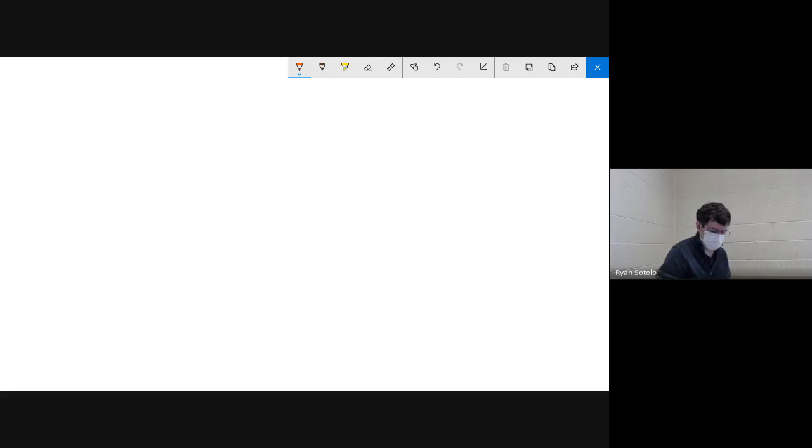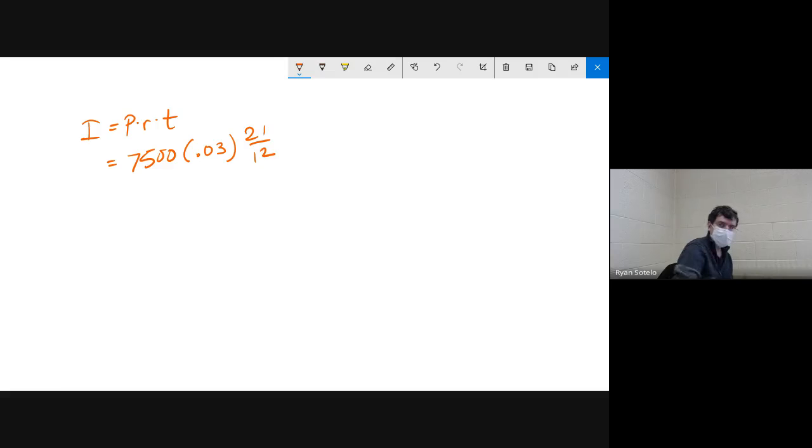So 2 says you invest $7,500, annual rate of 3% after 21 months. So they give you months instead of years. So you're going to use the same formula. Your interest will be the 7,500 times 3%. That's 0.03. And for the number of years that you're going to multiply by, you're going to write 21 over 12. That gives you your time in years instead of months.